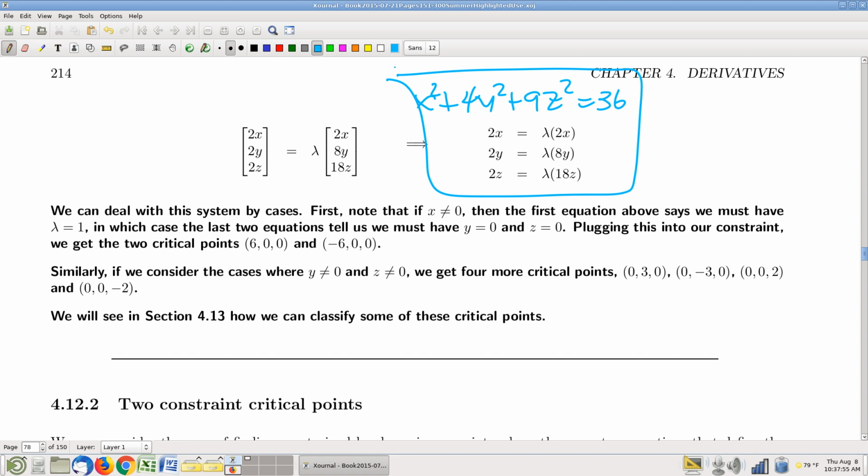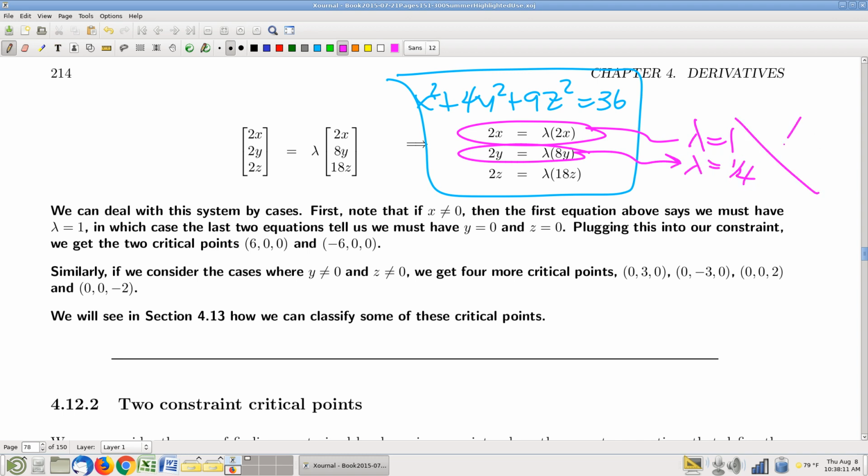Here's the landmine. The landmine is to argue a little too fast and loose and to say, hey, check it out. This says lambda is equal to 1, but this says lambda is equal to a fourth. That's a contradiction. Pencils down, no Lagrange critical points, and you walk away feeling victorious. And it's completely wrong. It's dramatically wrong.